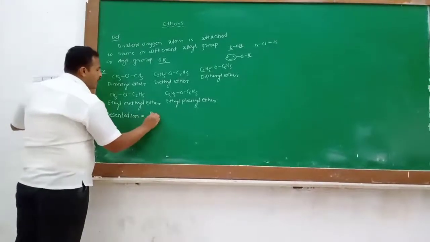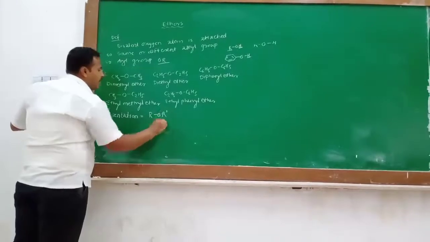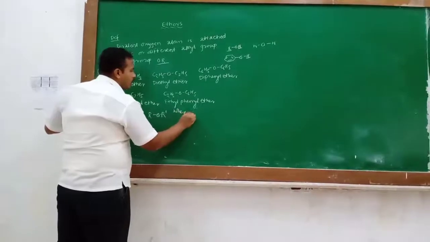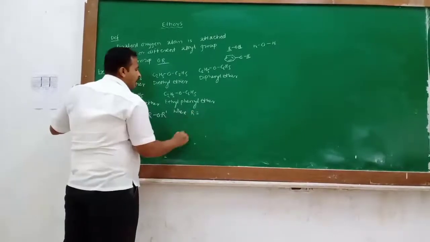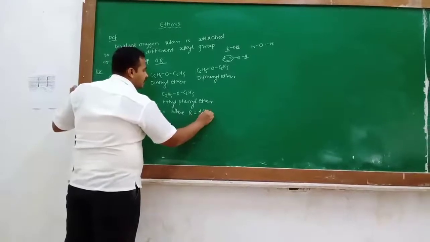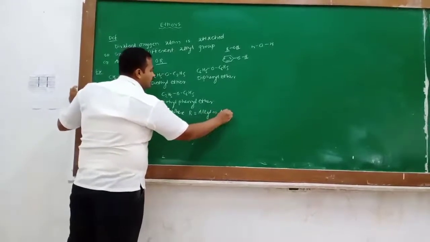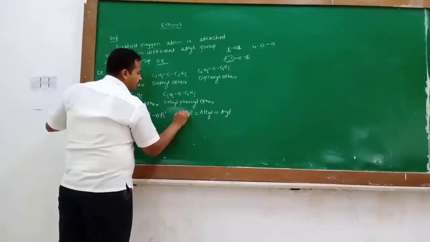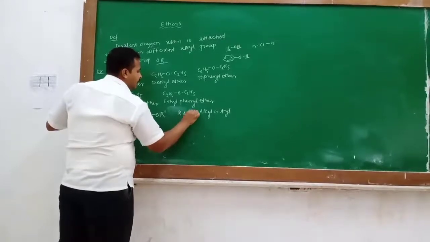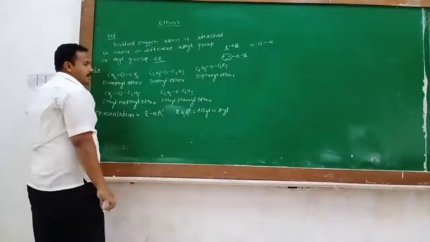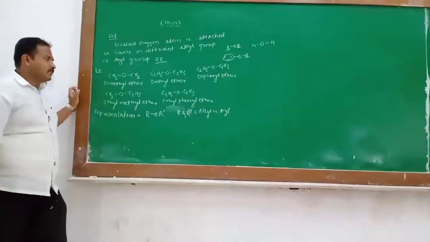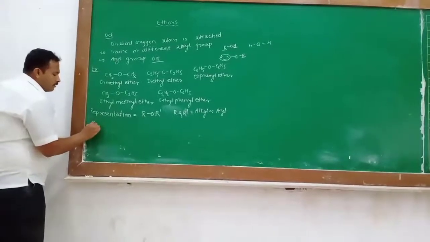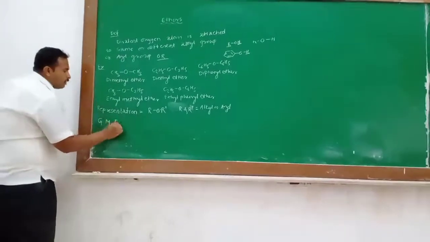Representation of ether: ROR', where R is alkyl or aryl. You know that R and R' are equal to alkyl or aryl. Okay, keeping in mind all these things. Next, the representation of ether, the general molecular formula of ether.